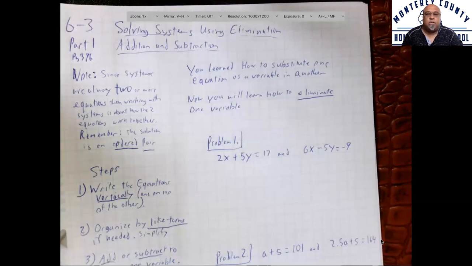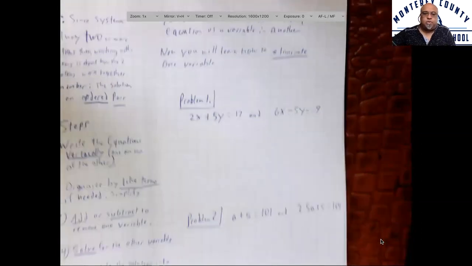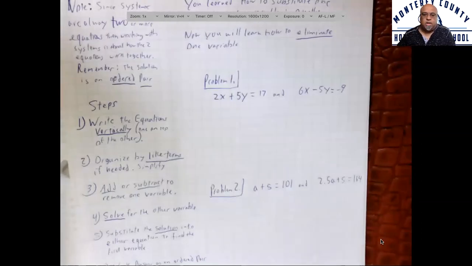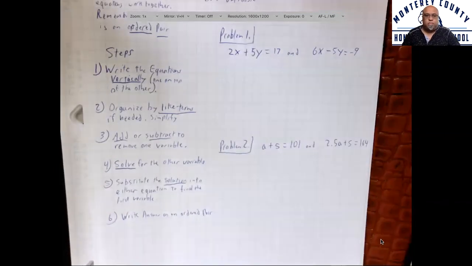Last lesson, we learned that you can restate one variable in terms of the other variable. In this lesson, what we're going to find out is that you can eliminate, or basically make one of the variables be 0. So I'm going to go over the steps quickly, and then we'll look at the steps in more detail later after we do some of the problems.